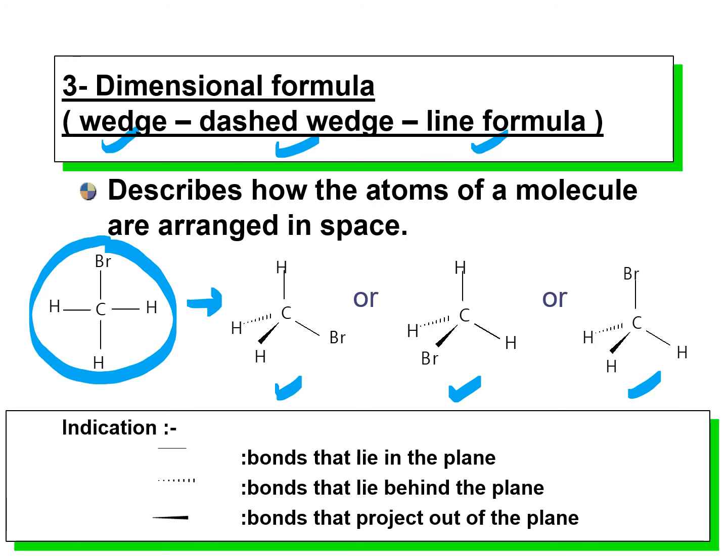Notice that the line represents a bond that lies in the plane. The dash wedge represents the bond that lies behind the plane. And the wedge represents the bond that projects out of the plane.